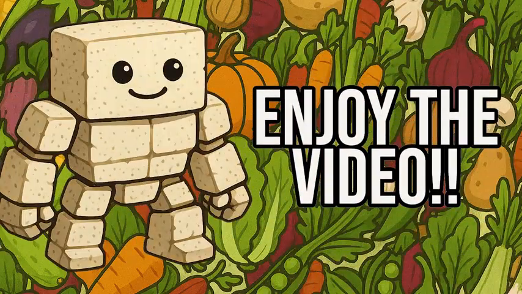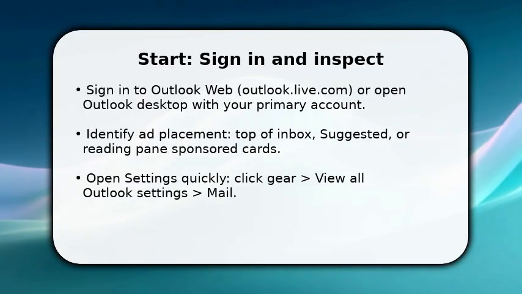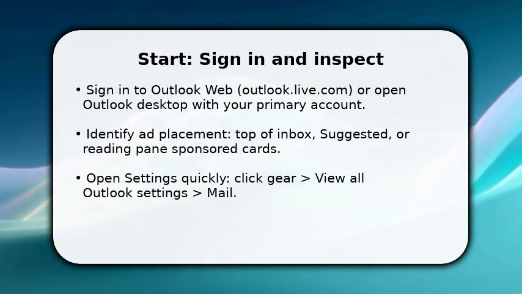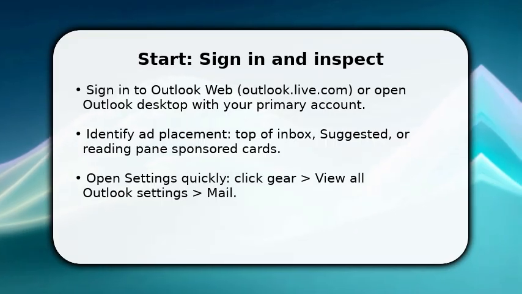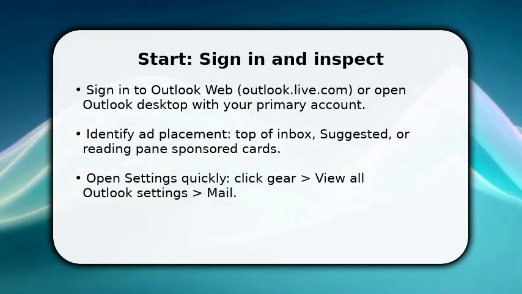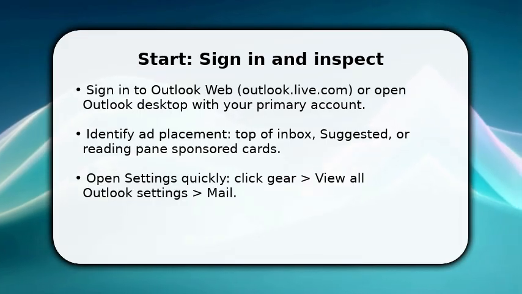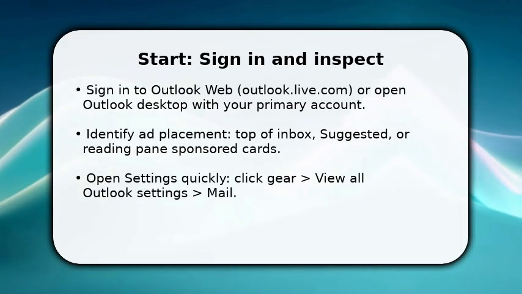Please enjoy the video. You're signed in good. First, check where the ads appear so you know what to change: top results, suggested messages, or banner cards in the reading pane. Once you know location, open settings and go straight to mail options. You'll act on layout, external content, and rules.